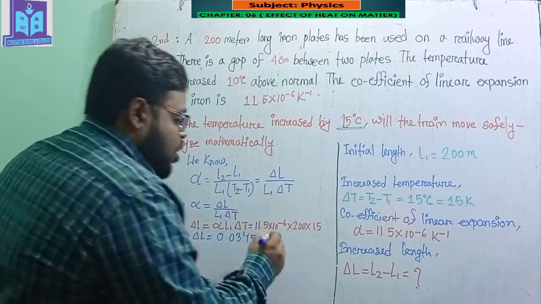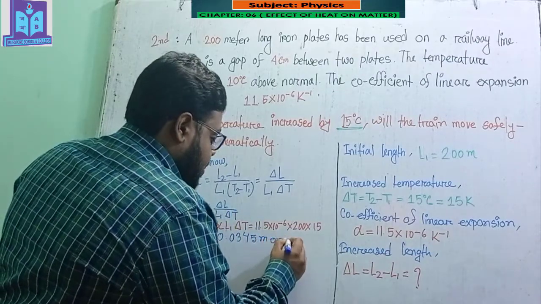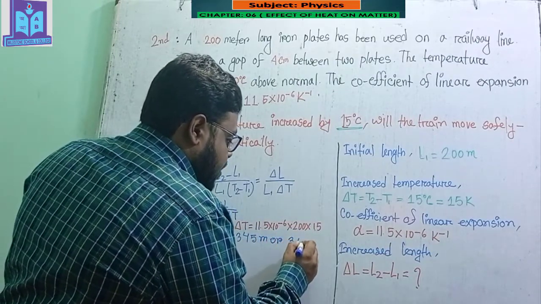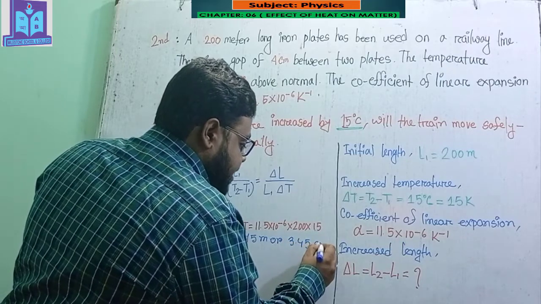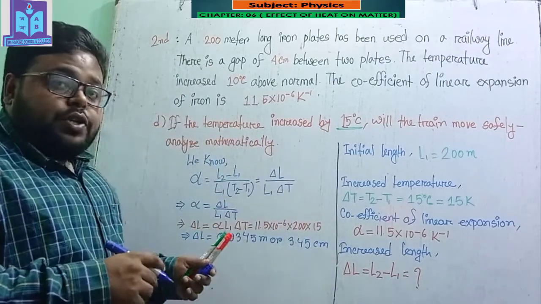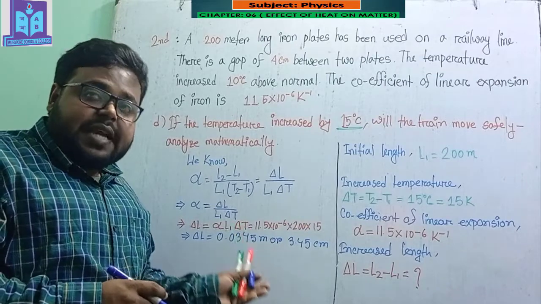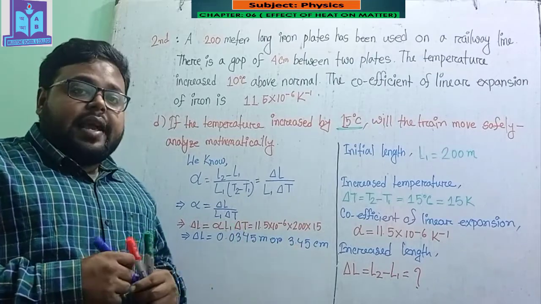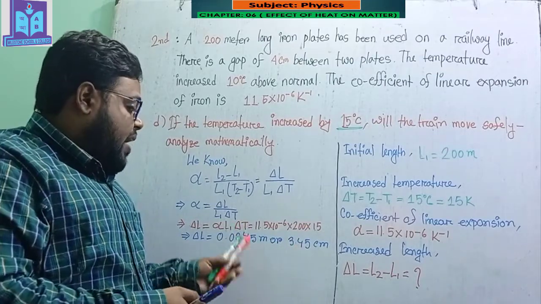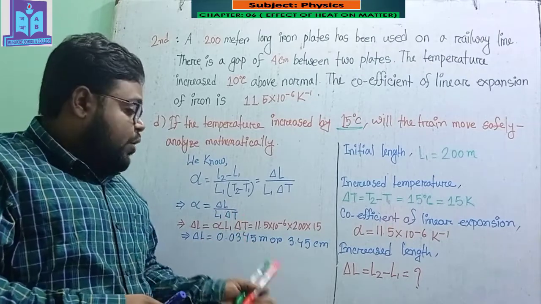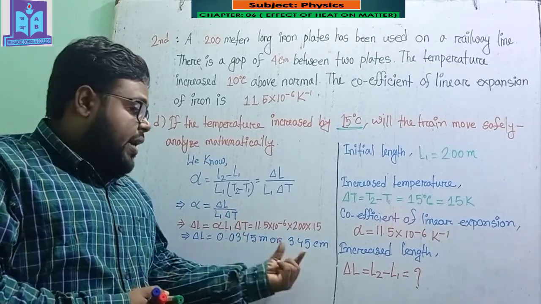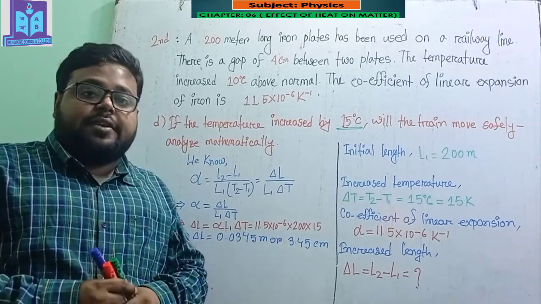Here you can see that the increased length of the iron plates is 0.0345 meter or 3.45 centimeter. To convert this value from meter to centimeter, I have to multiply by 100 and I will get 3.45 centimeter.